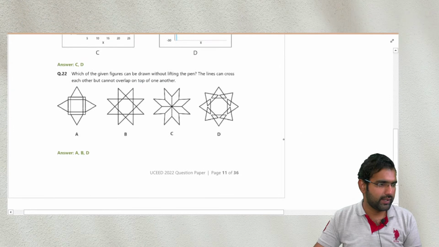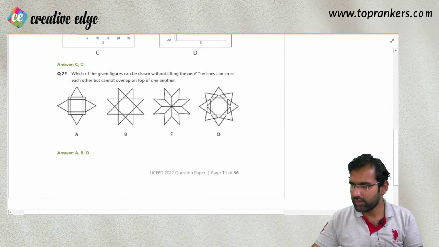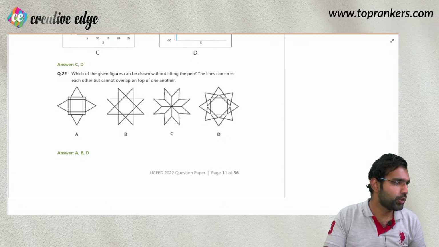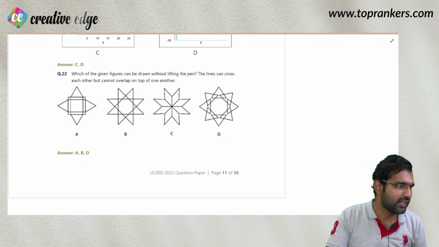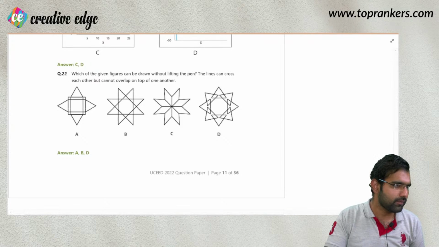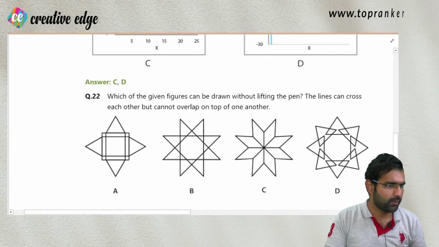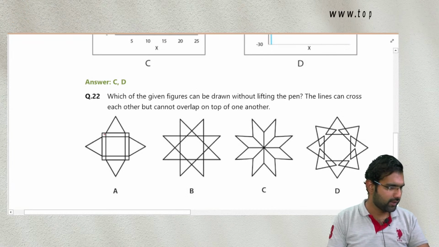In question number 22, I think A, B, D are definitely the correct choices. I will show you why options A, B, D are absolutely correct. Everyone look at the screen. I'm just zooming it in so that it becomes visible to you all properly. I hope this is visible, everyone.